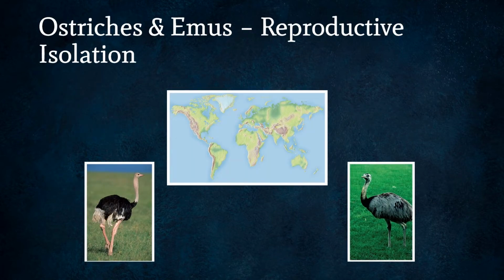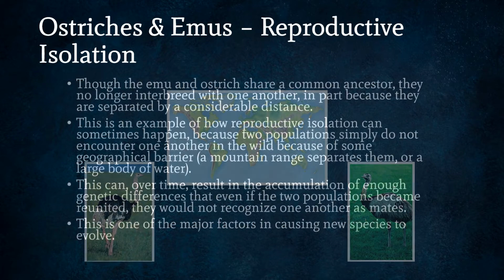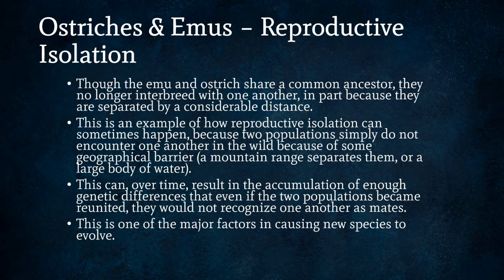So here's an example of ostriches and emus who had a common ancestor, but were separated by geographic isolation and evolving separately on different continents. That's just one example of reproductive isolation. Though the emu and the ostrich share a common ancestor, they can no longer interbreed with one another, in part because they are separated by a considerable distance.